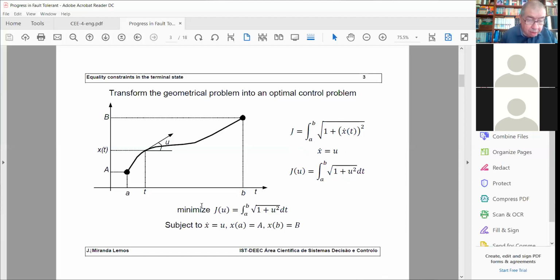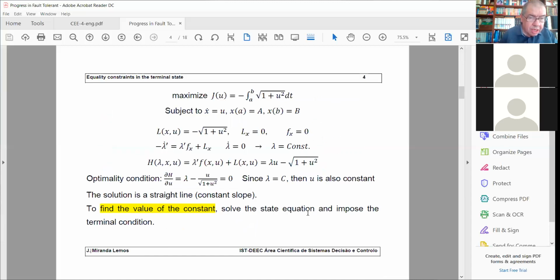So the problem that we have to solve is to minimize the cost given by this expression, the integral of the square root of 1 plus u squared, subject to what? The dynamics, which is x dot equal to u, the initial condition on the state, x of small a equal to capital A, and the terminal condition, x of small b equal to capital B. So let's apply the Pontryagin principle. I've repeated here the formulation of the problem.